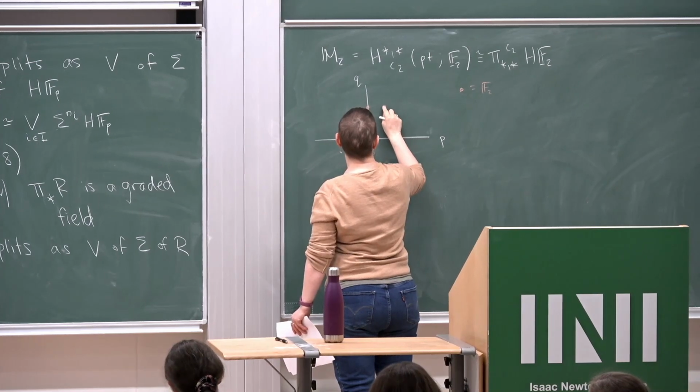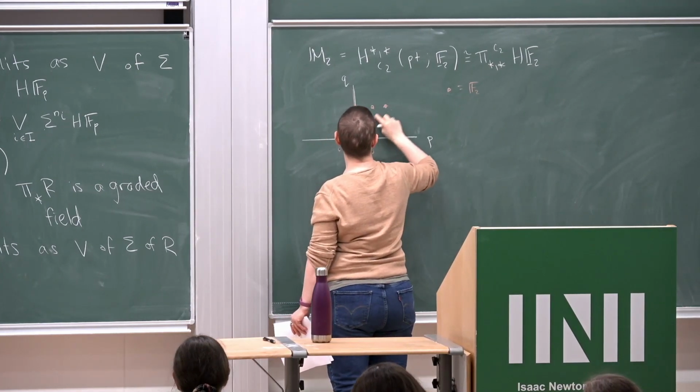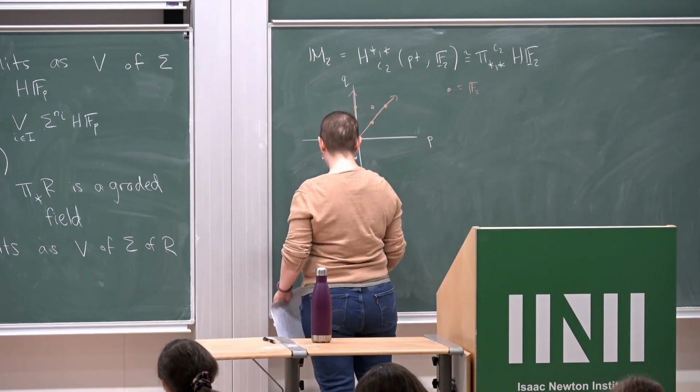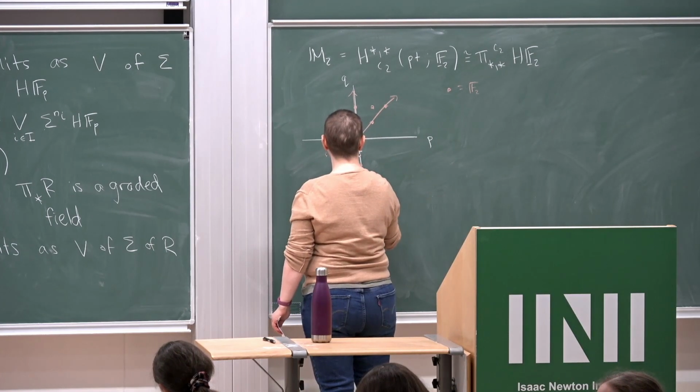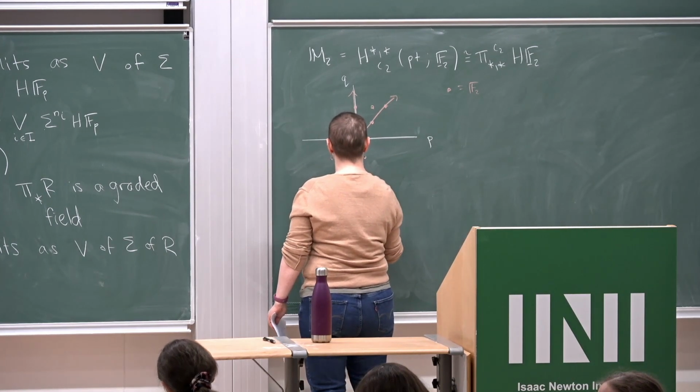So there are, in fact, infinitely many copies of F2. There are these two cones. There's a little bit of a gap between them, and every lattice point inside the cones is a copy of F2.